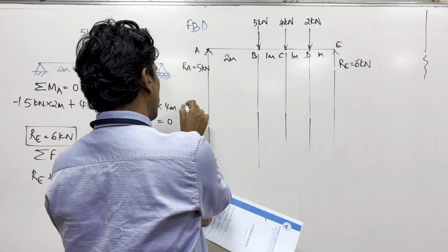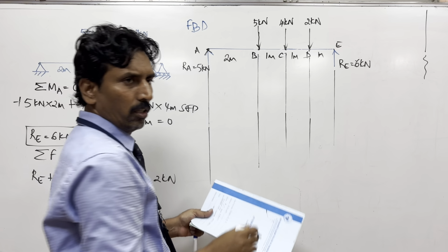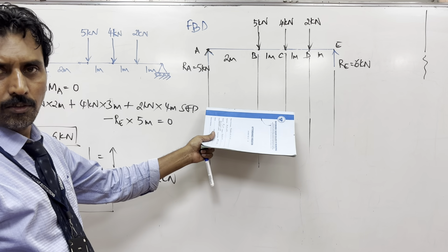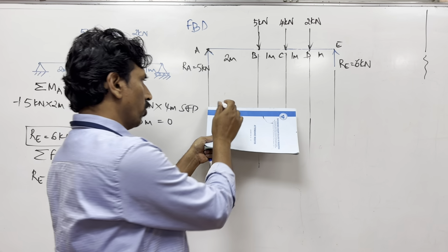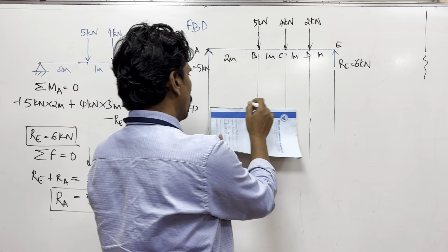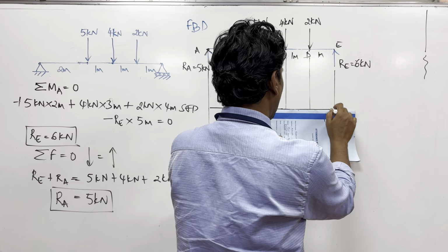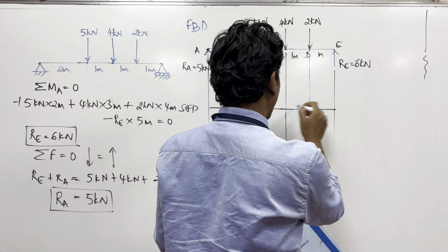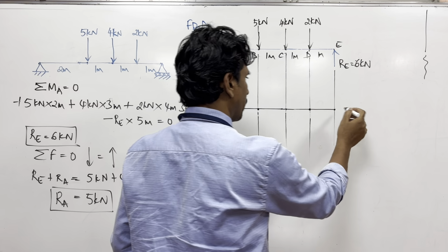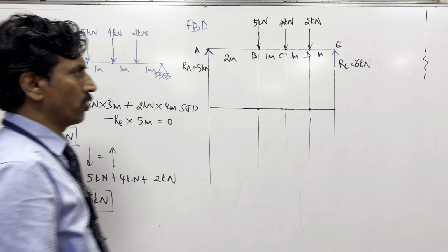So for SFD, you can write this as SFD here. So whatever you are drawing here is the variation of shear force along the length of the beam. What I am drawing is the 0 line. So if I locate any point on this, the shear force at that point is 0. This is the zero line for shear force.